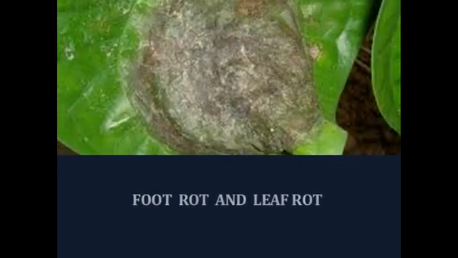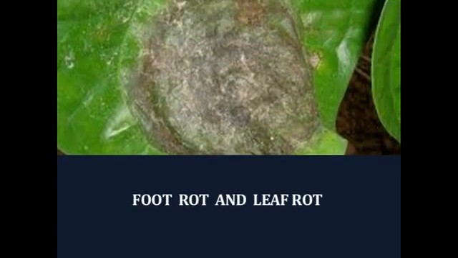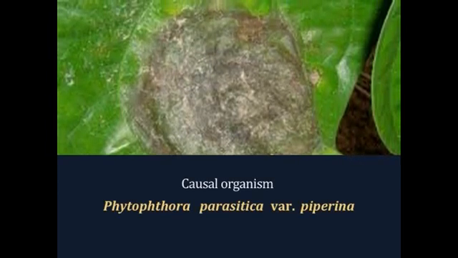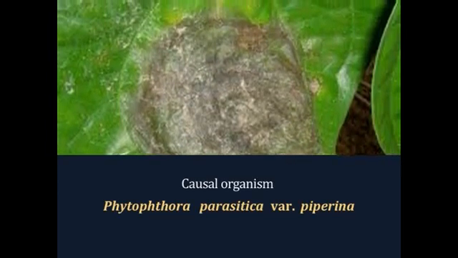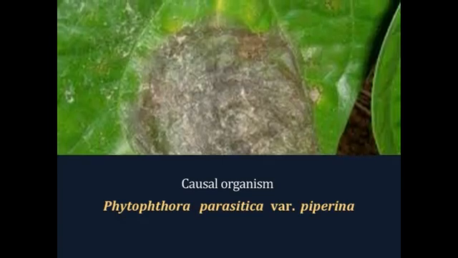Next important disease is the foot rot and leaf rot. Causal organism is Phytophthora parasitica variety piperina. The pathogen is found to occur during winter months, that is September to February, and attacks root, stem and leaves. Now let's see about the symptoms of the disease.